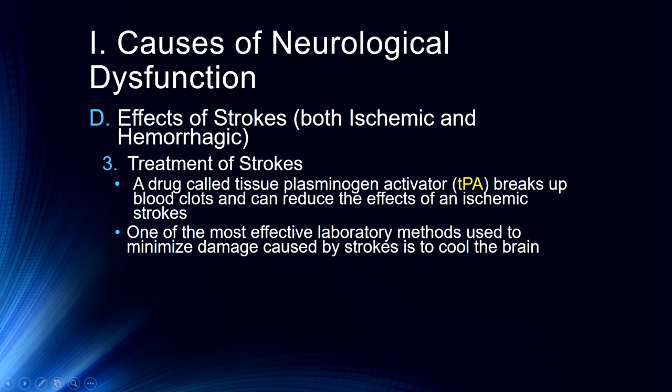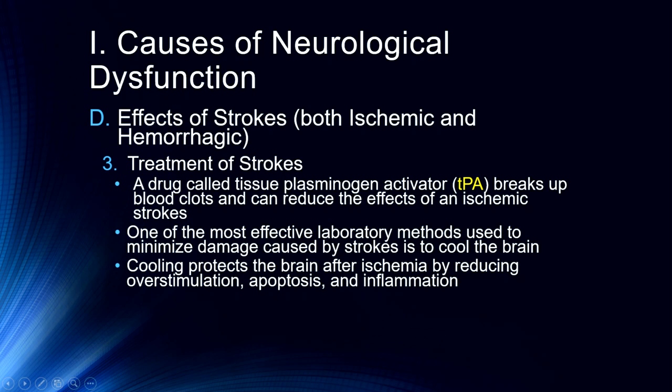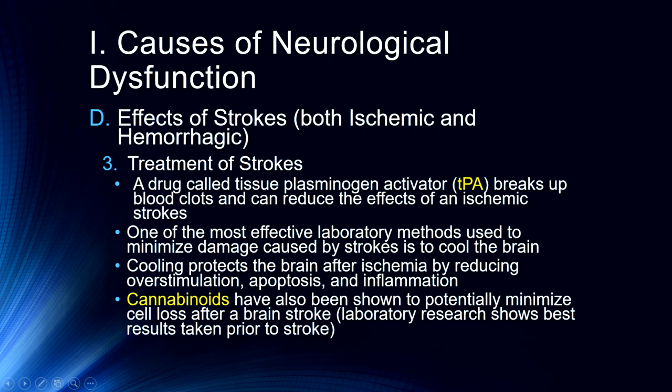In the lab, they've discovered that one of the best methods to minimize damage is to cool the brain. And so cooling protects the brain after ischemia by reducing overstimulation, apoptosis, which is the cellular rupture, and inflammation. And so there has been some experimental work on cooling down the individual, putting them into a little bit of a state of hypothermia to cool down the brain.